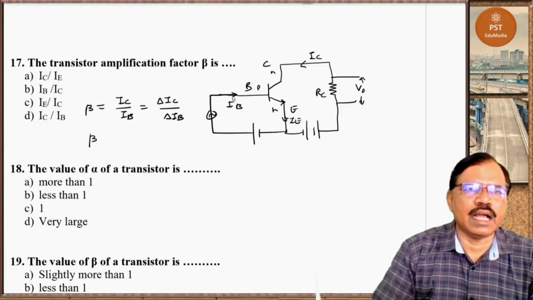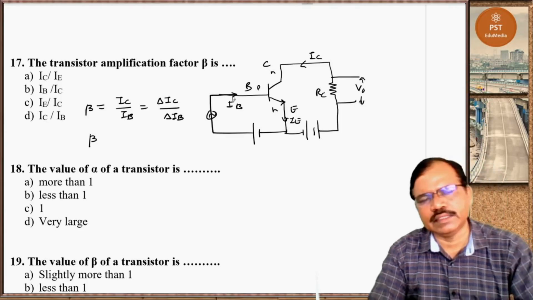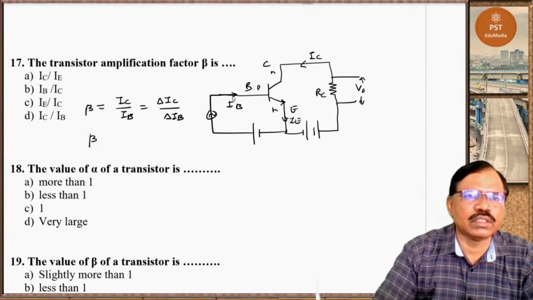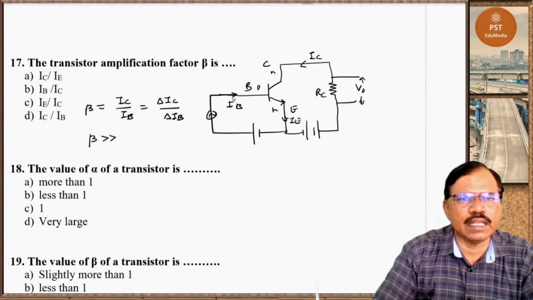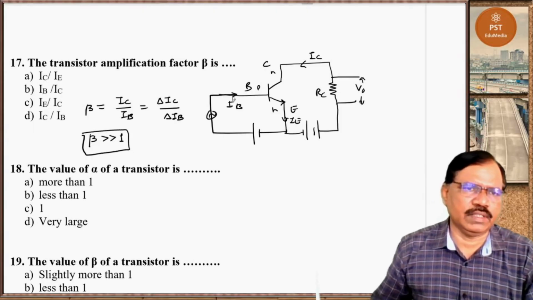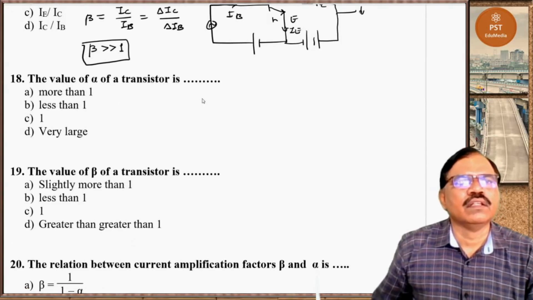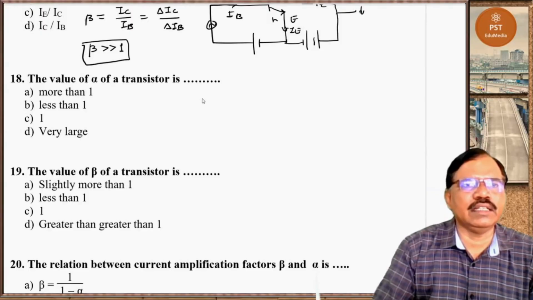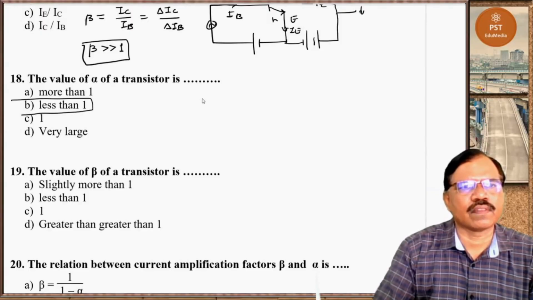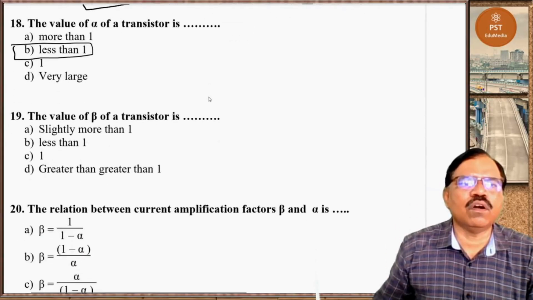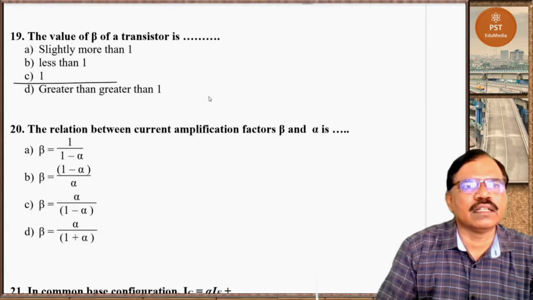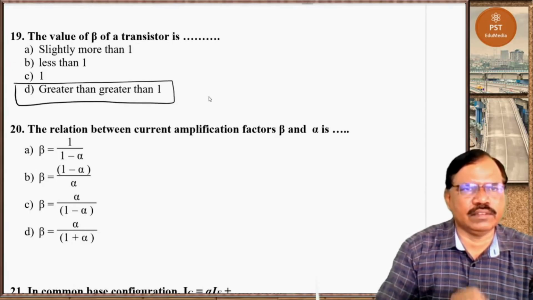And this beta, since IC it is in milliampere, IB it is in microampere, so this beta it is greater than 1. So the value of alpha of a transistor is less than 1. The value of beta of transistor is greater than 1.